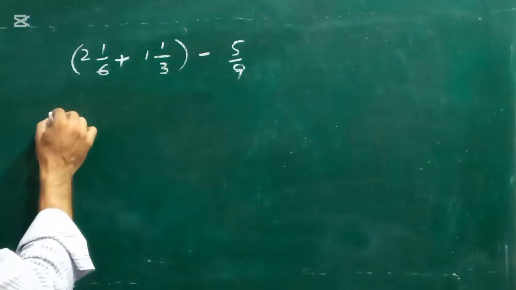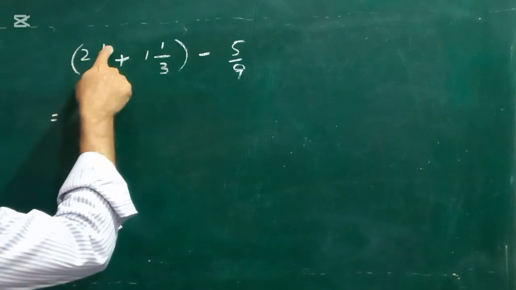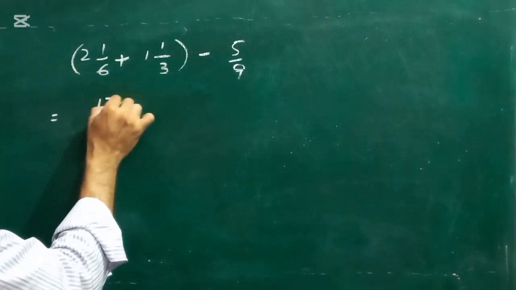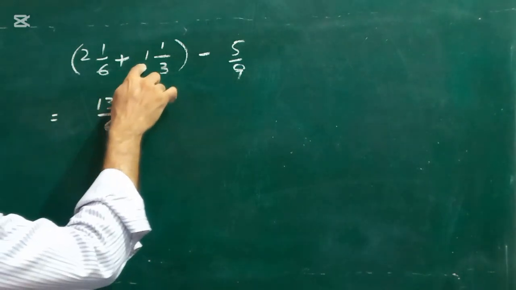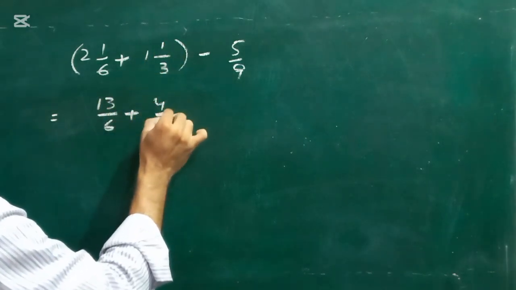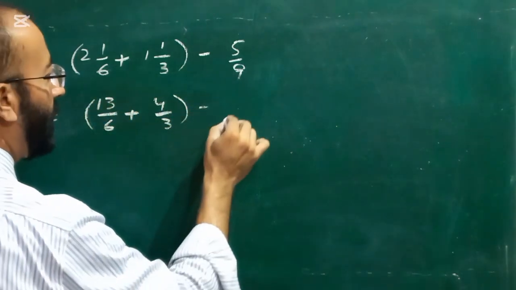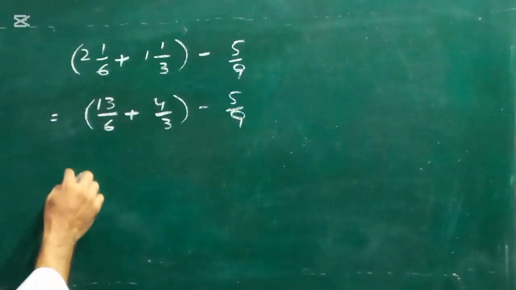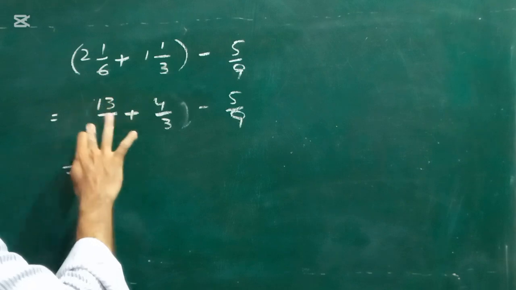So look now, this denominator will be multiplied with this number and this number will be added. So 6 twos are 12 plus 1, 13 by 6, plus will remain as it is. 3 ones are 3 plus 1, 4 by 3. Bracket will remain as it is, minus sign as it is, and 5 by 9 will remain as it is. Okay, now this bracket can be removed. So we have removed this.